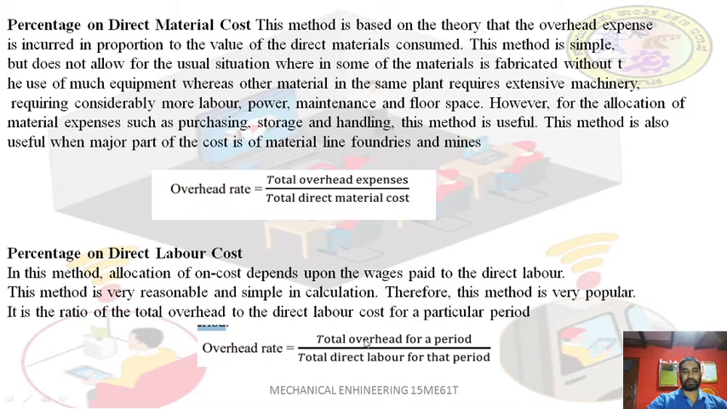It is a ratio of total overhead to the total direct labor for that period. Total overhead for the period to the total direct labor for that period. Overhead rate equals, if you got a total overhead expense of something, and if you paid a total direct labor wages, then you will get the overhead rate. Here you will come to know the total overhead expenses divided by the material cost. The expense made on purchase of direct material cost will be divided in the numerator. You will get the overhead rate.